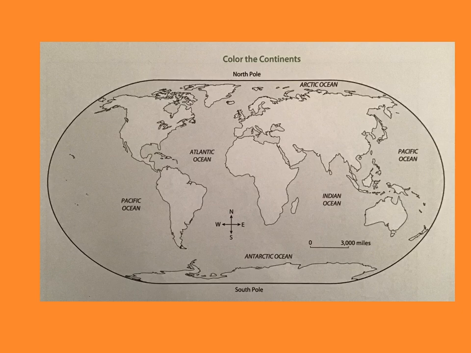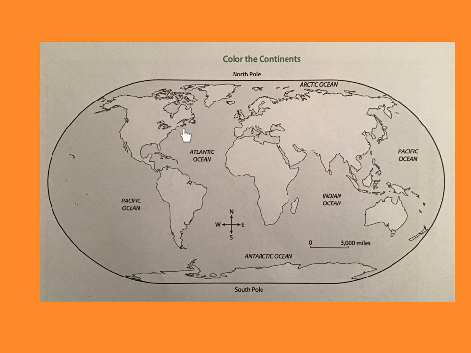So I would like you to pull out this sheet from your paperwork that was sent home, and it's called Color the Continents. We're going to color the 2 continents that we've talked about and learned about so far. So the first one we talked about was North America. Point to your worksheet where you see North America. Hopefully you said right here.